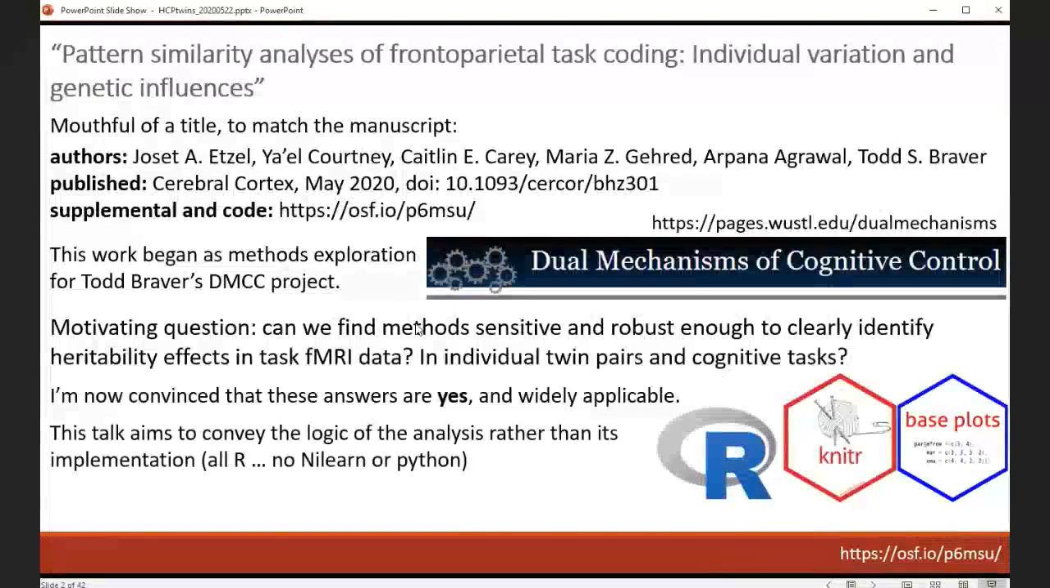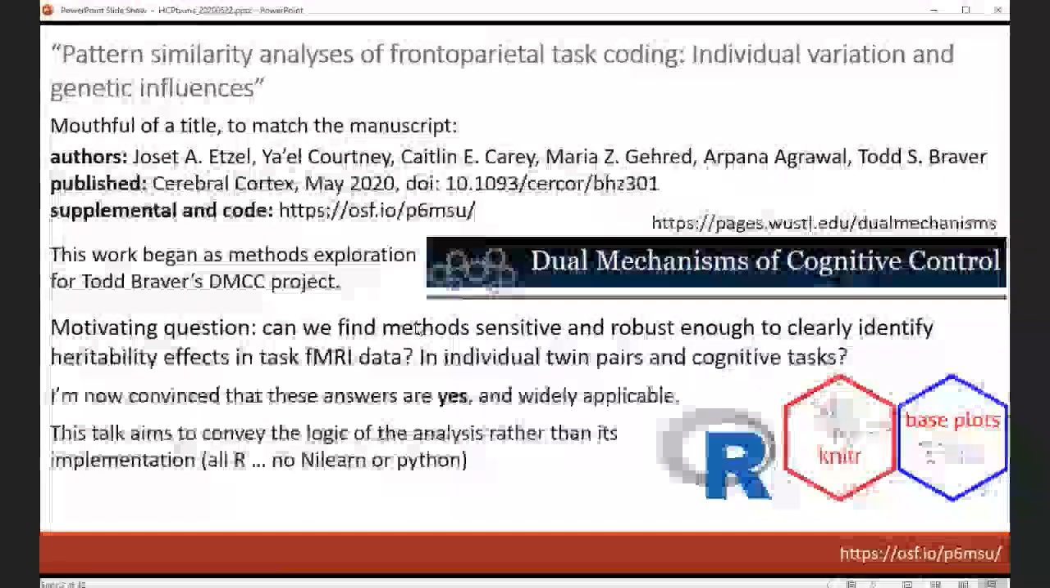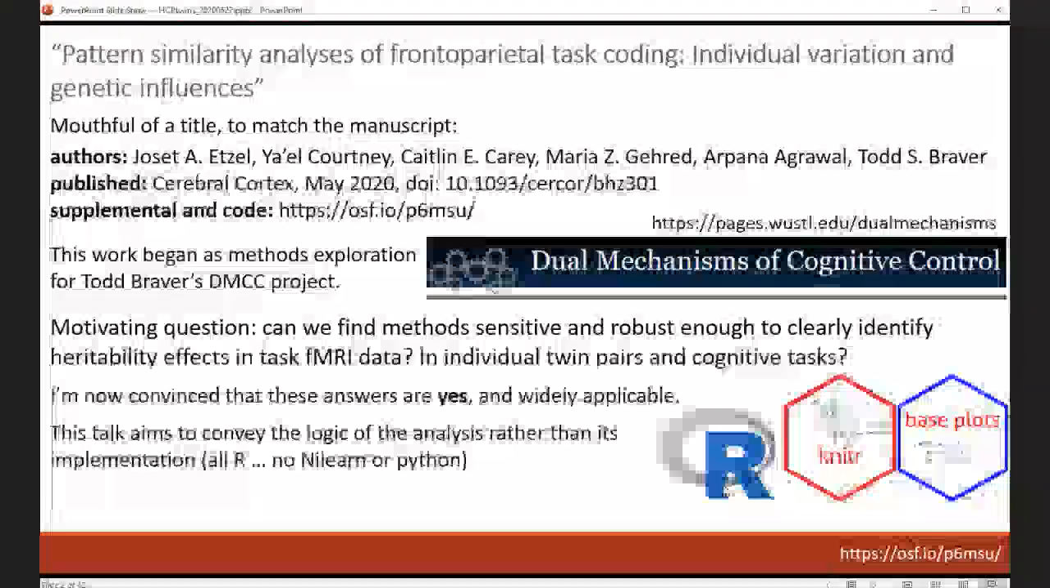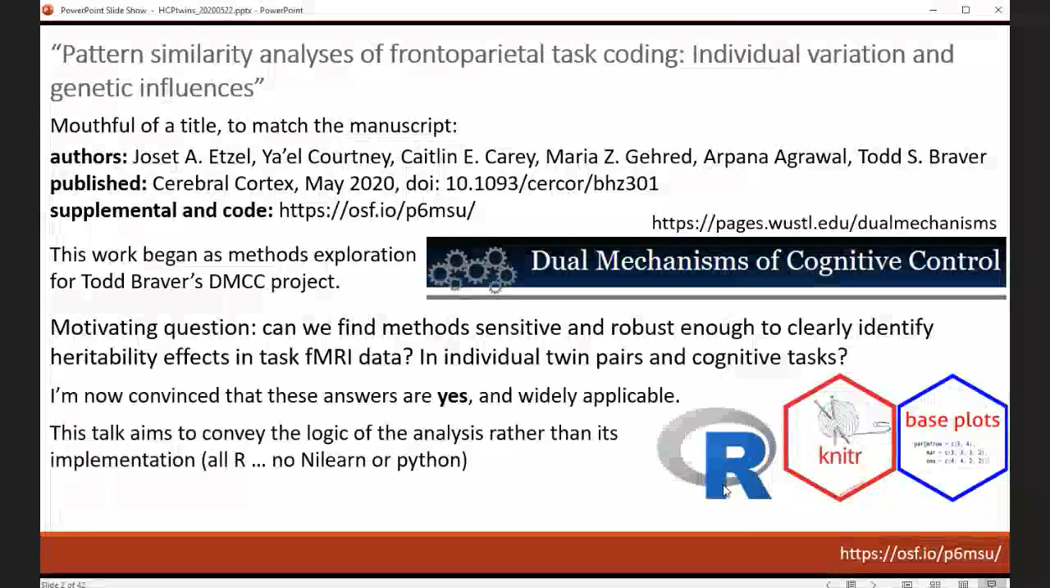So I'm going to attempt to convey the logic of the analysis and what we found, and why I believe it, rather than the implementation. This is all R, knitr, base R. I'm a big fan of base R graphics, so if anybody wants to geek out with me later about base R, I'd be happy to. But these supplementals are all, as you will see, knitr and base R code. So hopefully if you try to run any of them, it will work fine.